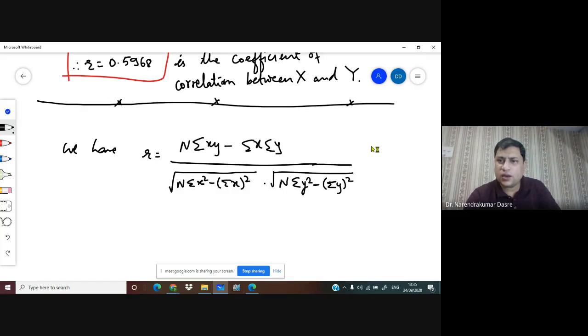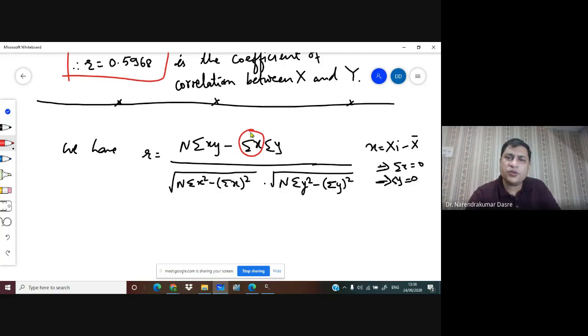Okay, so now if I have x is equal to xi minus x bar, these are going to be the capital ones. If I consider xi minus x bar, then we can say this summation x is going to be 0. Similarly, summation y is going to be 0. So what will happen? This term will turn out 0. This term is 0. This term is 0. So what remains here is n times summation x into y.